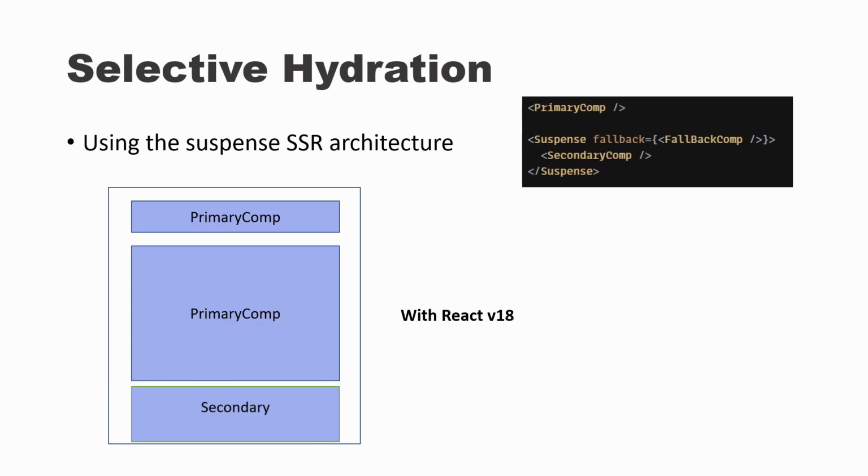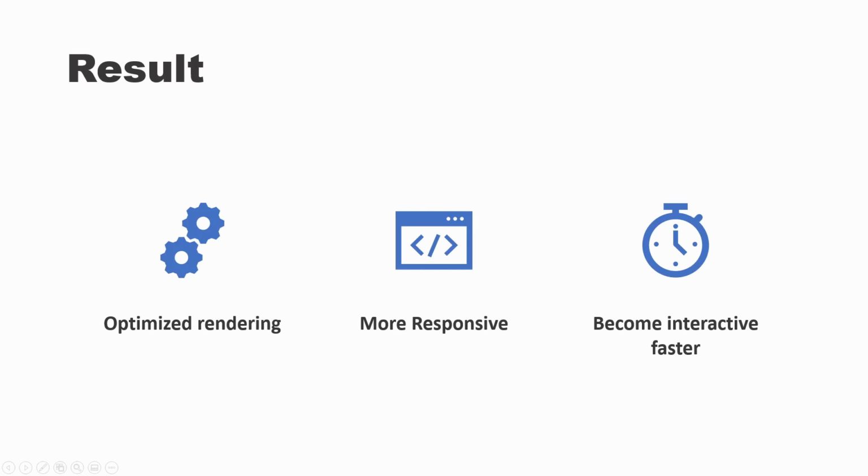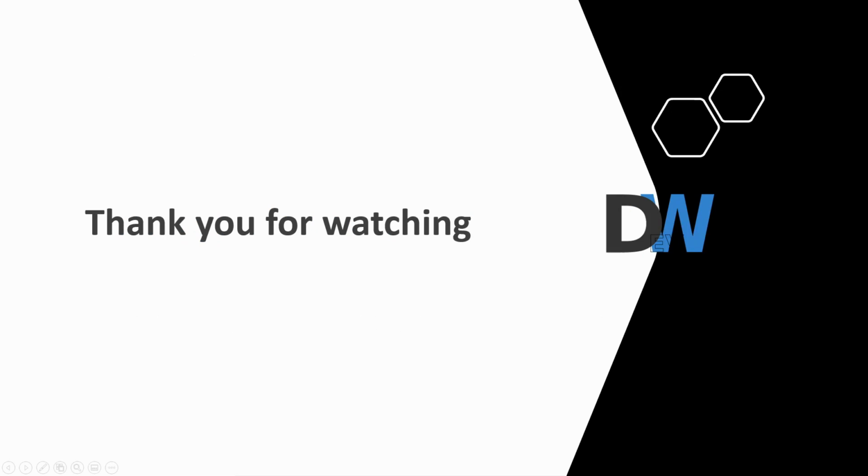As a result, the new features in React 18 such as automatic batching allow React to have an optimized and consistent rendering process, and the ability to interrupt the rendering process enabled by the startTransition API helps pages become more responsive. And lastly, HTML streaming and selective hydration improve upon the existing server-side rendering architecture and make the page become interactive much faster. And that's everything you need to know about what's coming in React 18.